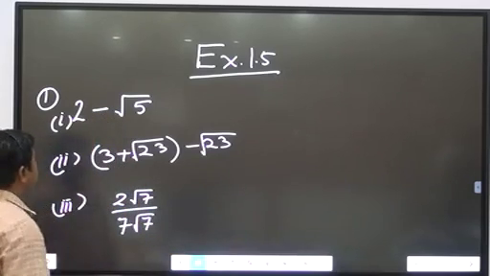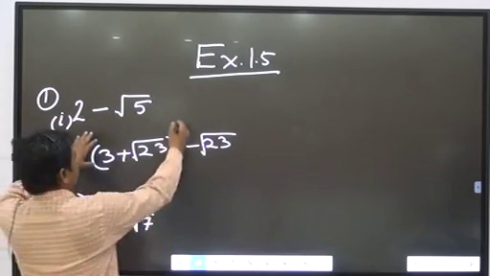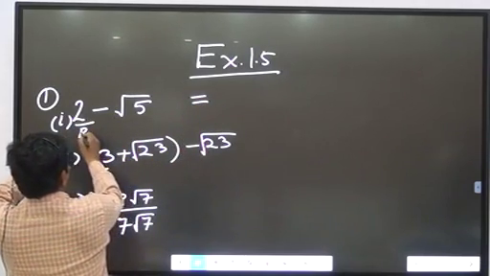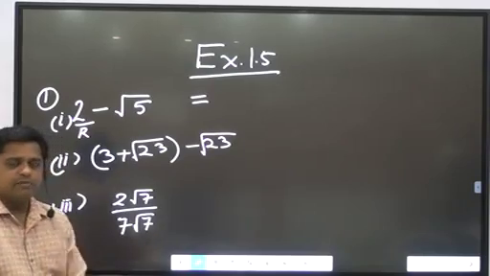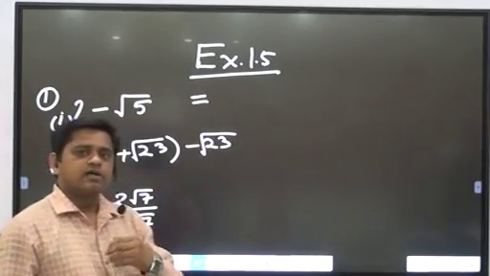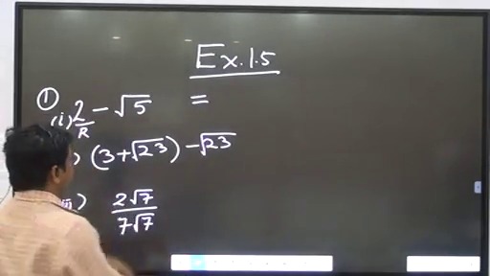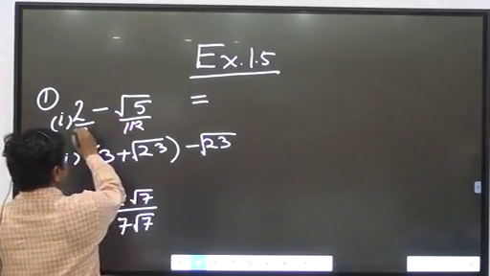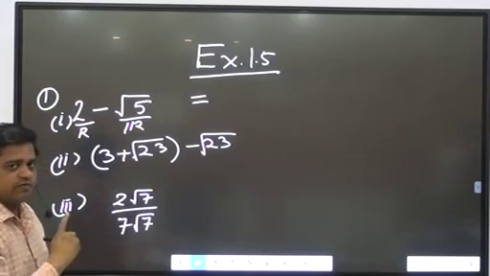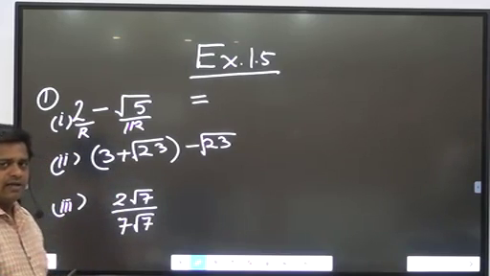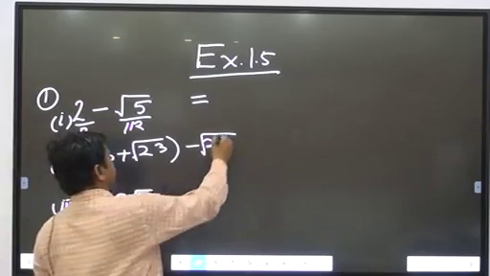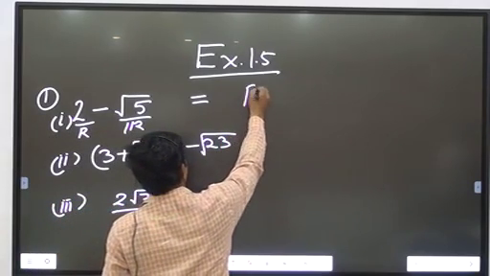Minus under root 5 means when we check it, we can say 2 is clearly a rational number, and because 5 is a non-perfect square number, under root 5 is an irrational number. So finally, the difference or sum of a rational and an irrational number is always an irrational number. So it is an irrational number.